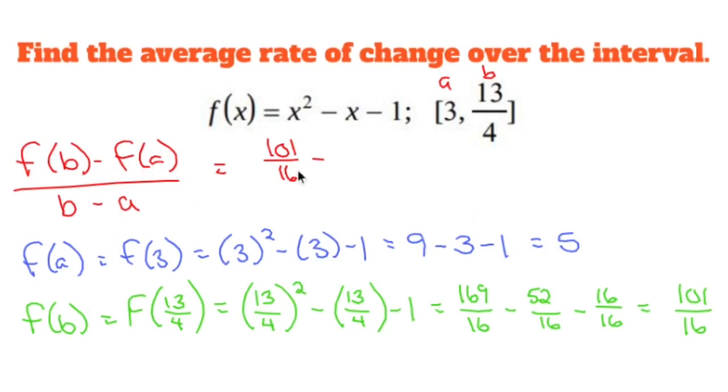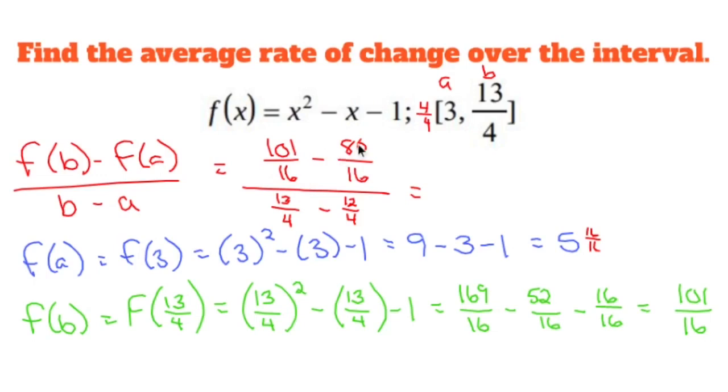Let's turn 5 into something over 16 by multiplying 5 by 16 over 16, which is going to be 80 over 16. So that's just the numerator. All of that is going to be over b minus a, which is 13 over 4 minus a, which is 3. So why don't I turn a into something over 4 by multiplying it by 4 over 4. So you're going to get 12 over 4. Oh, that's actually going to turn out quite nice.